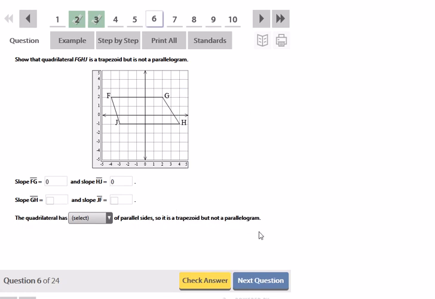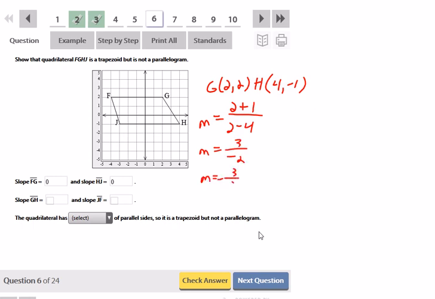Now GH, see G is at 2, 2, and H is at 4, negative 1. So the slope there would be 2 plus 1 over 2 minus 4. So it's 3 over negative 2, which is negative 3 over 2. If JF would have the same slope, then it would have to be a parallelogram, because then they would have two sets of opposite sides that are parallel.